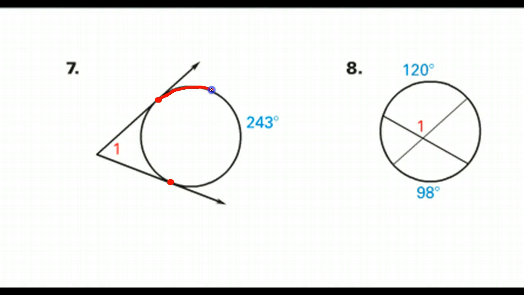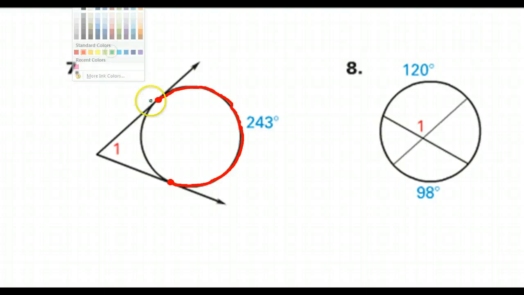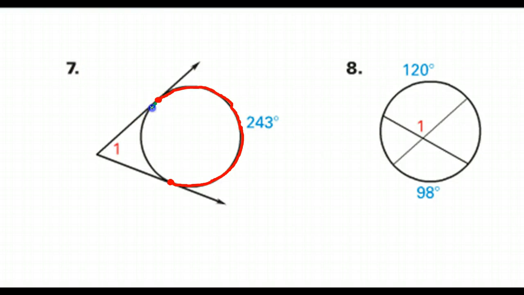Well, this is what you do. You subtract from 360, of course. This circle, as shown here, is only made up of 2 arcs. So the 243 is that arc right there. But the other arc is this arc right here. Those are the only 2 arcs, so you can just subtract from 360. So this arc is 117 degrees.